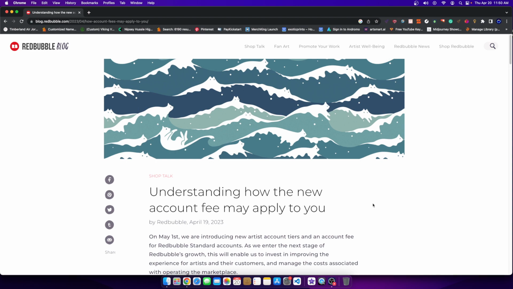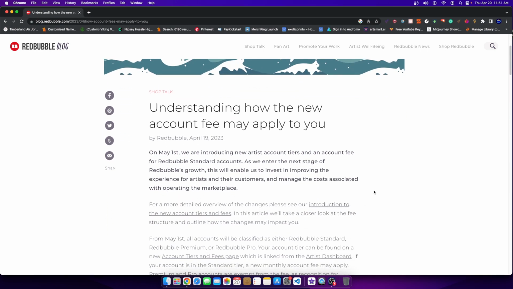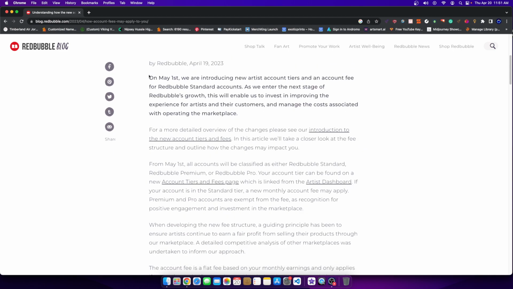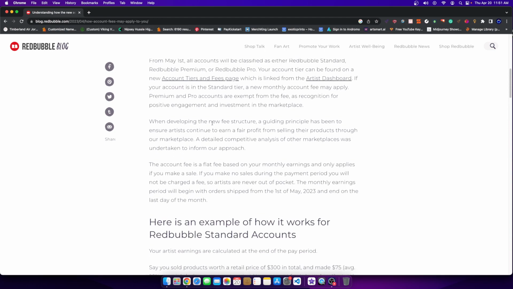But regardless, let's go ahead and go over these fees. I'm not going to state my opinions on this because I think my opinions are pretty obvious. But what you're here to see is the fees. So, like I said, this is an article that was posted yesterday, and it says they're going to introduce this on May 1st. Okay, so we're introducing new artist account tiers and an account fee. Okay, now let's just talk about that fee.